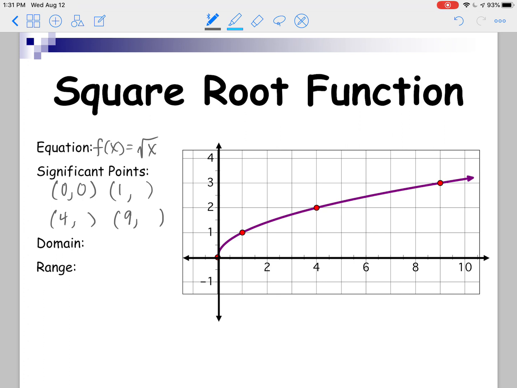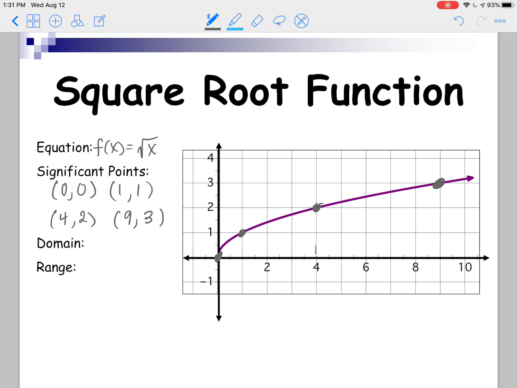4 is a perfect square, 9 is a perfect square. And so the square root of 0 would be 0. If we unsquare 1, we would get 1. If we unsquare the 4, we would get 2. And then the square root of 9 is 3. Okay, and so we see the point 0, 0, 1, 1. Come over here, 4, 2. Come way over here, 9, 3.